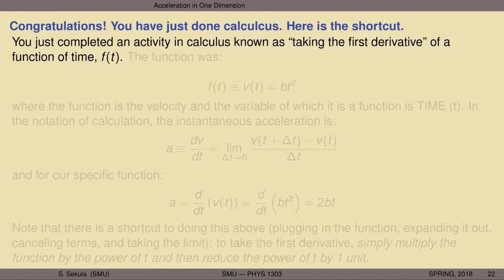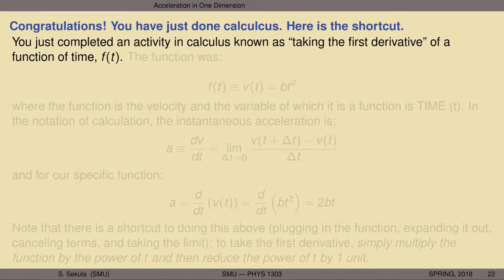Congratulations. Whether you have realized it or not, you have just done calculus. You have just done first semester derivative calculus. Here is the shortcut that you would learn in a calculus course. The activity that you have just completed on the previous slide is known as taking the first derivative of a function of time, which we can generically denote f of t. The parentheses are translated into English as "of the argument." So f being a function of t, time.